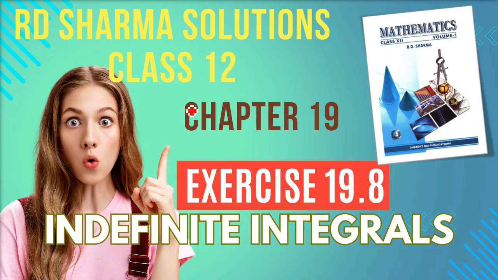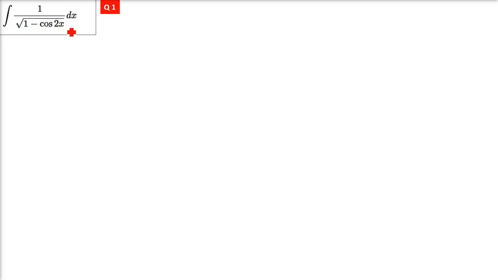This is R.D. Sharma Solution, Class 12, Chapter 19, Exercise 19.8, Indefinite Integrals we are talking about. The integral of 1 by under root 1 minus cos 2x dx.